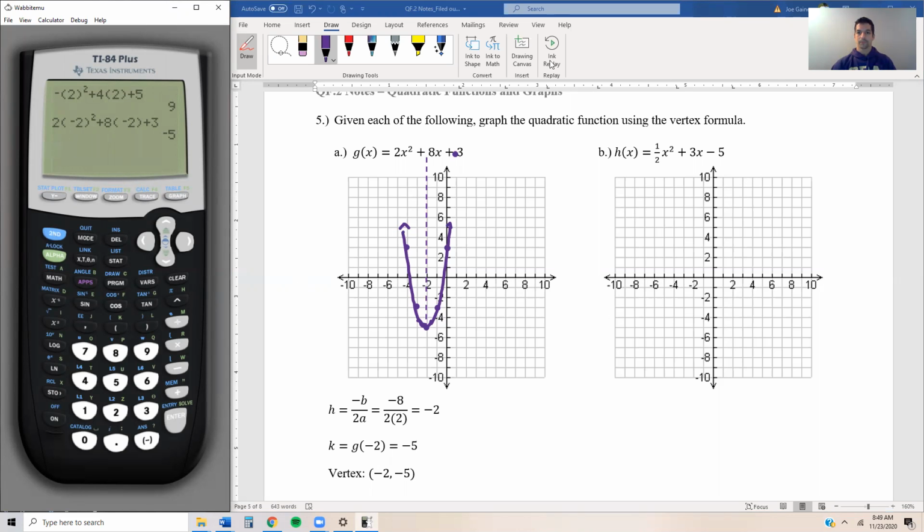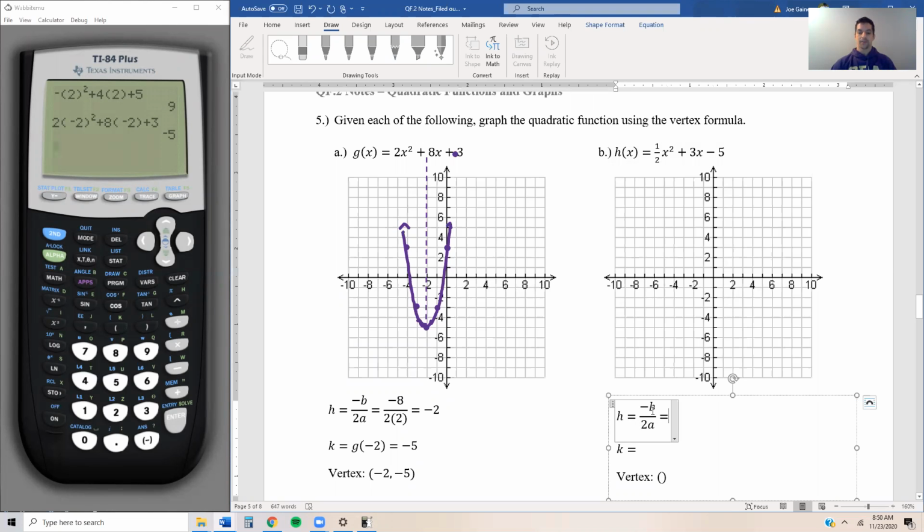Hopefully you've had a chance to look at 5B. So in graphing here, we're graphing h of x, which is 1/2 x squared plus 3x minus 5. So if I want to find the x coordinate of my vertex, I'm going to use the negative b over 2a formula. In this case, my b is 3. So I'm going to have negative 3 over 2 times my a, which in this case is 1/2. So negative 3 over 2 times 1/2.